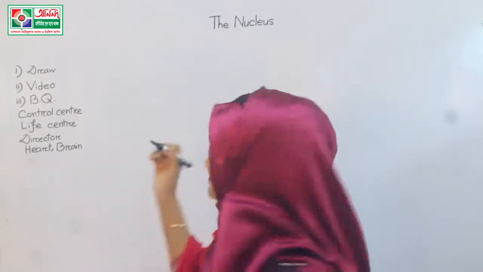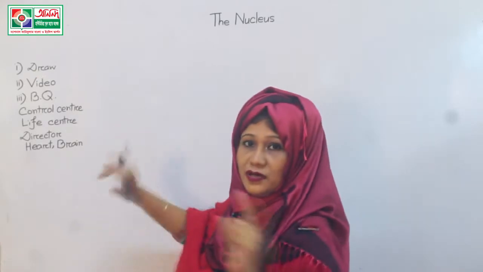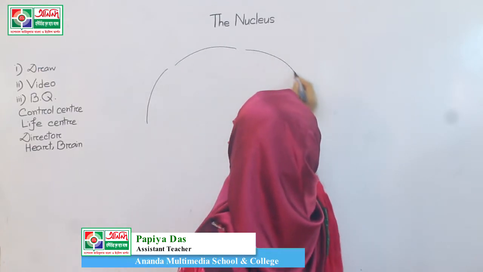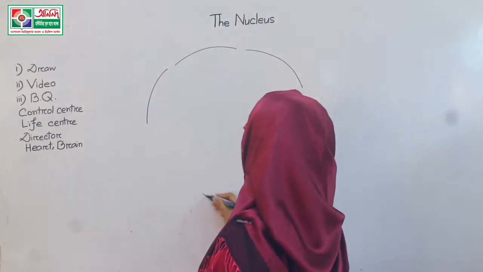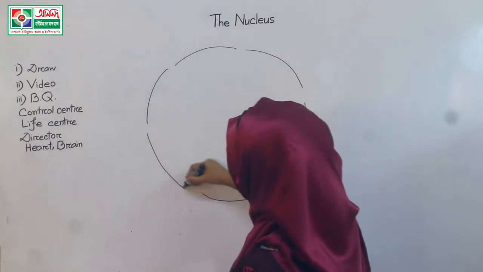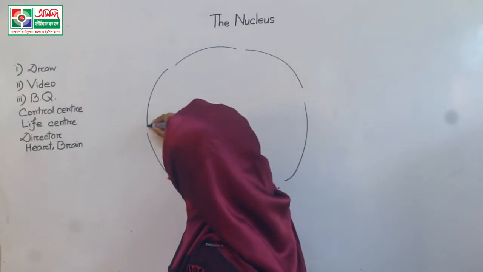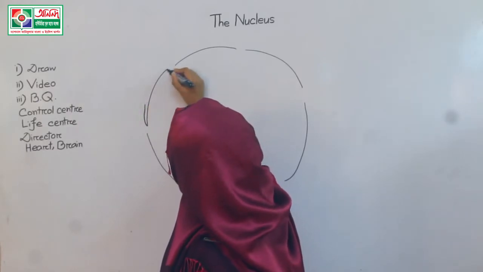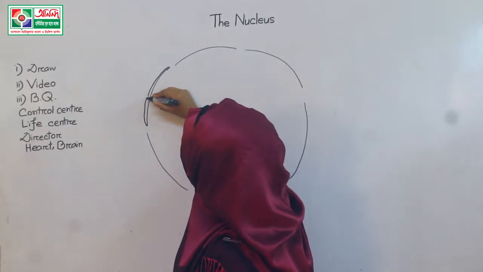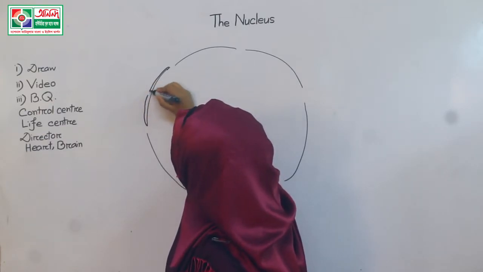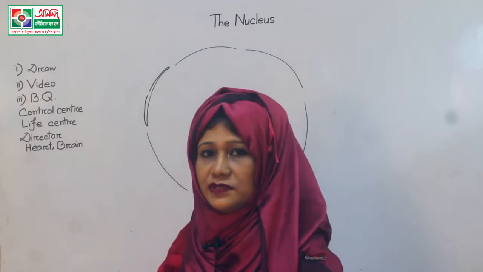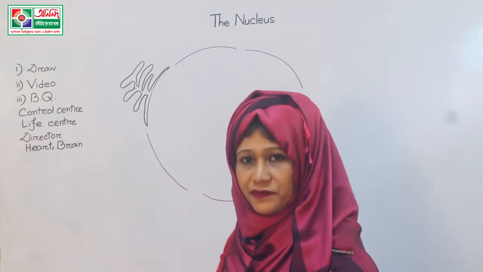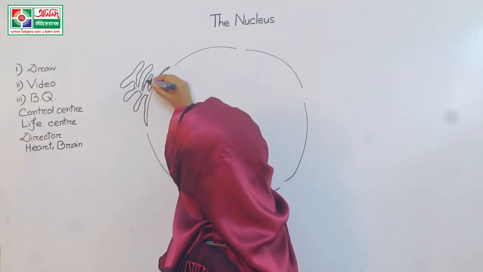So students, follow me. First of all, we will draw a large circle. So we have finished our circle. After that, you draw a structure like this. That means now we are drawing the endoplasmic reticulum, which is attached to the nucleus. This is the endoplasmic reticulum, and these are some ribosomes.